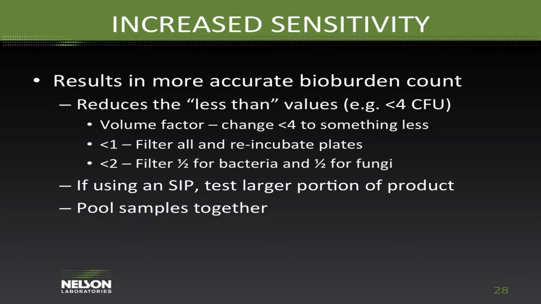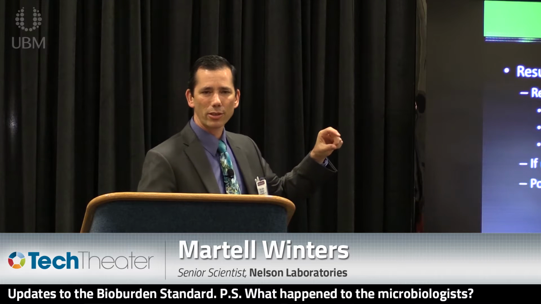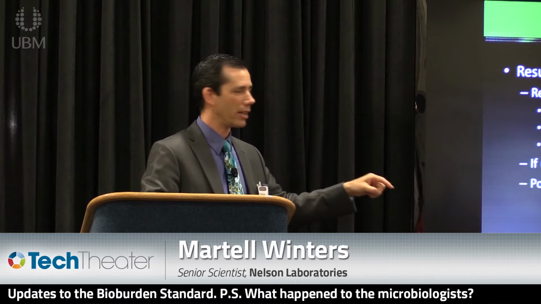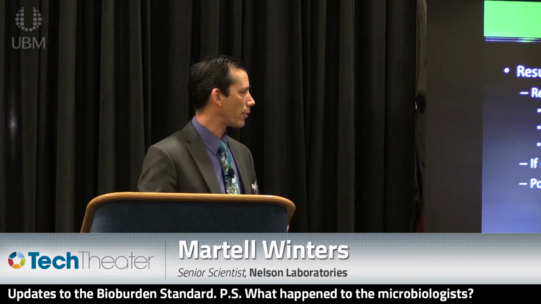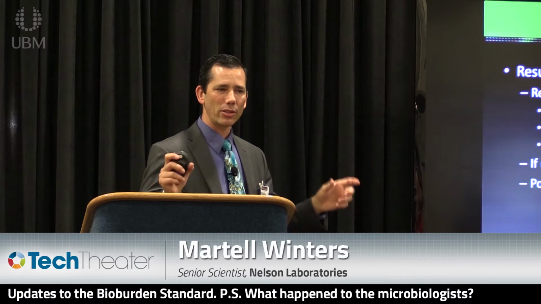If you want to get down to less than 1, you can filter all the solution, and once you put that membrane filter on a plate, you incubate it at one temperature, do a count, incubate it at another temperature, and then get your fungal count. So that's a common way to keep your factor down. If you want less than 2, you just filter half the solution through one filter for your bacteria, the other half through a separate filter for your fungi, and then incubate those at 2 different temperatures.